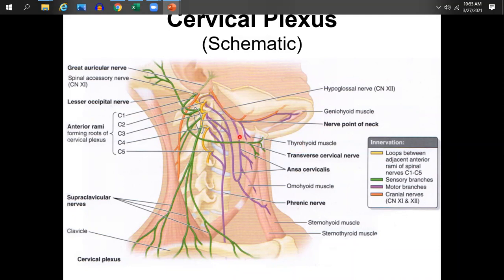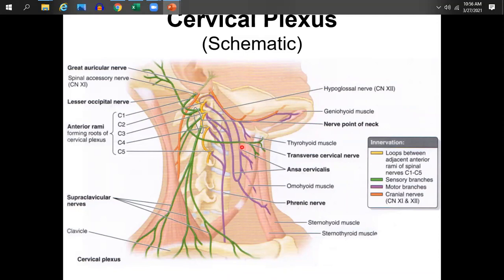And then C1 comes down to give you this superior portion of your ansa cervicalis, as opposed to C2 and C3 giving you the inferior portion of your ansa cervicalis. And then C3, C4, C5 come together to form your phrenic nerve, which is going to go down and innervate your diaphragm so you can breathe. The mnemonic that we learned to remember phrenic nerve roots was C3, C4, C5 keeps the diaphragm alive. Obviously this is super important because you need your diaphragm in order to breathe. You need to stay alive. So C3, C4, C5 keeps the diaphragm alive.